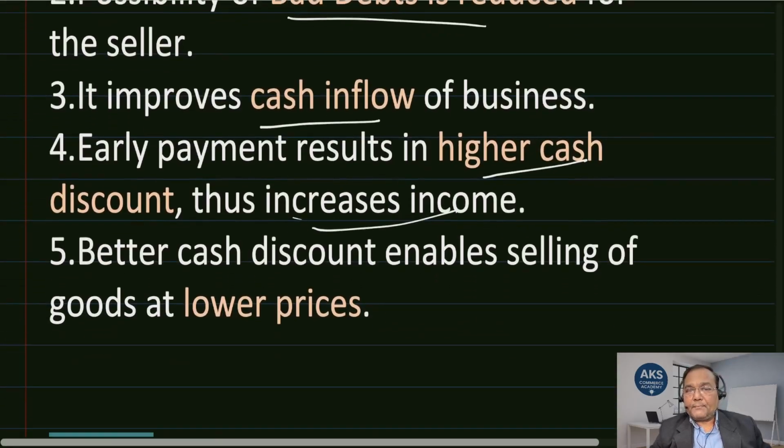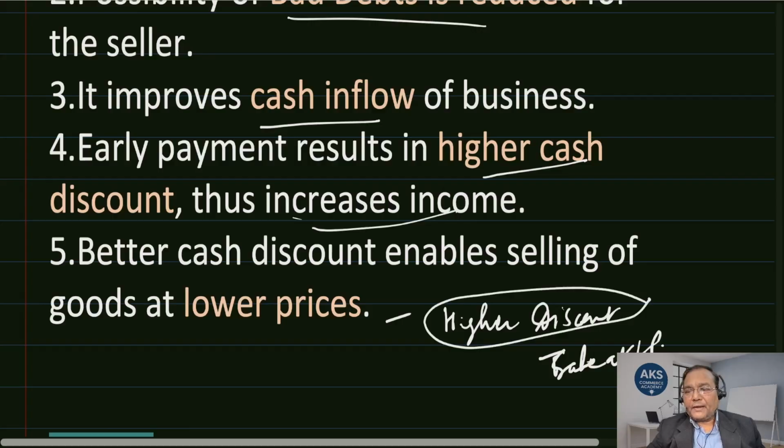So if he's in a position to make the payment early, the more such payments are done, the more discounts he is receiving. Better cash discount enables selling of goods at a lower price. If there is higher discount, he can sell at lower price because he can pass on the discount benefit to the buyer, thereby resulting into higher sales.